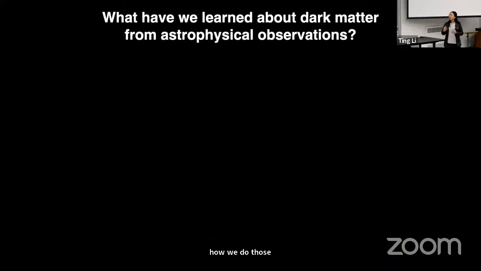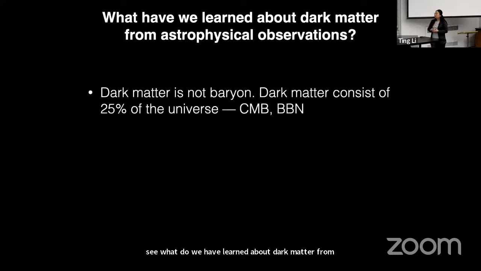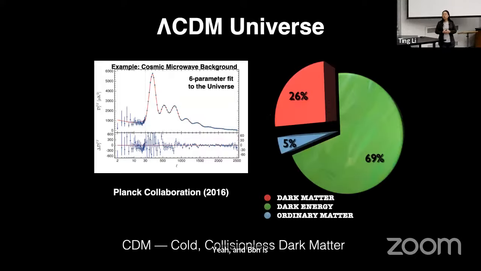But before that, let's step back and see what we have learned about dark matter from astrophysical observation. This is something you probably have learned from class. First, we learned that dark matter is not baryonic. Dark matter makes up 25% of the universe. The observational evidence for that is the CMB, the cosmic microwave background, and BBN, Big Bang nucleosynthesis. This is one of the most beautiful theories fitting the data, the lambda CDM model.